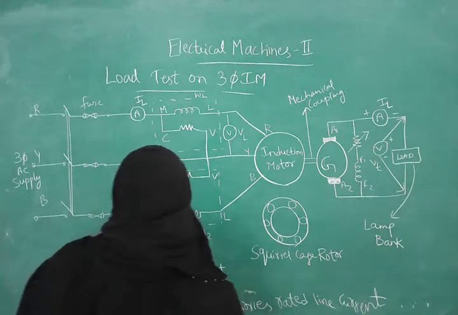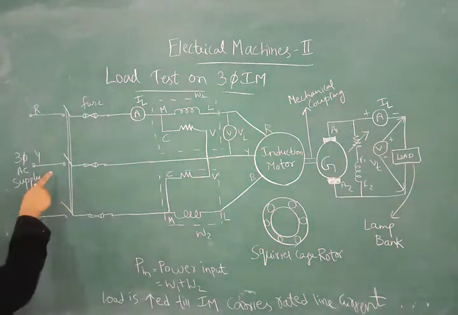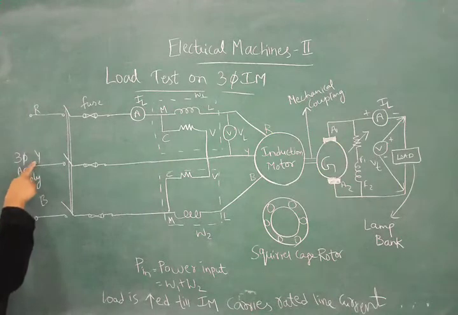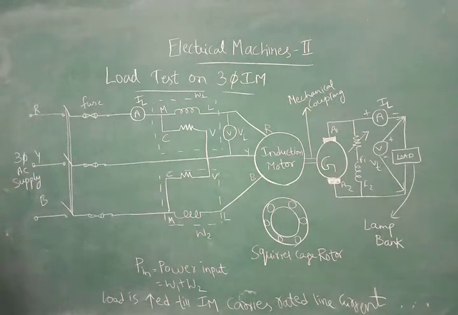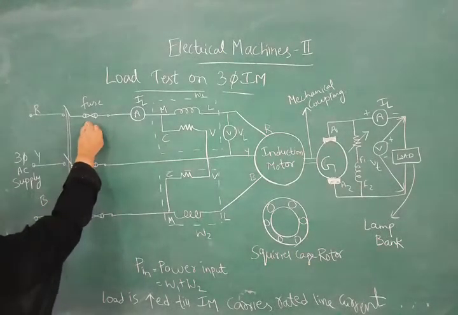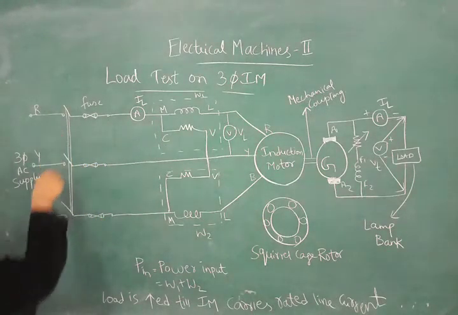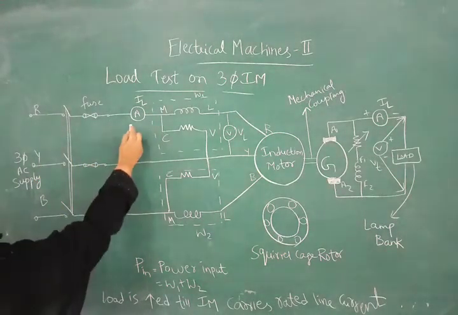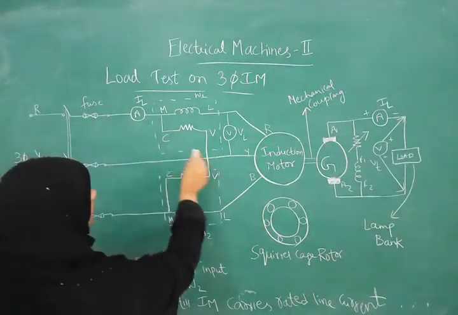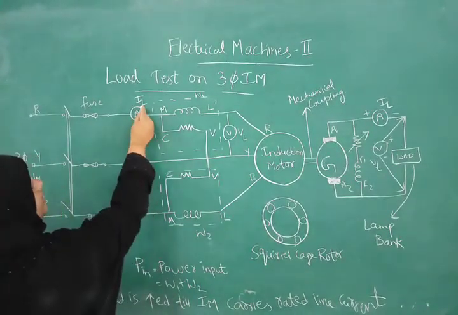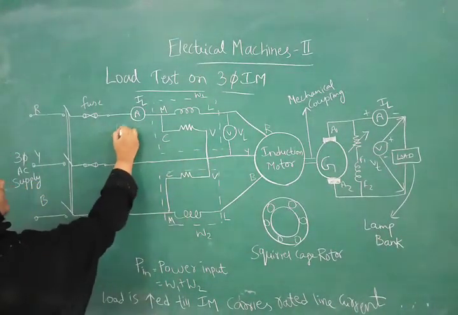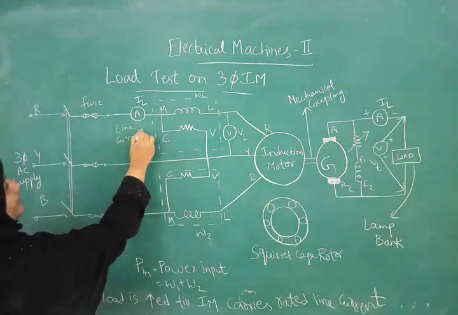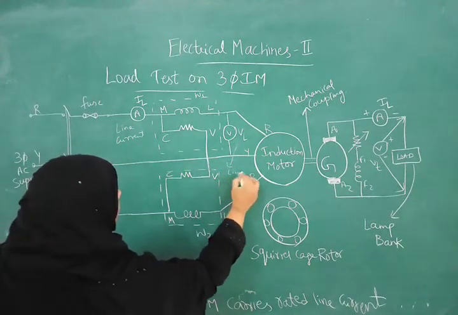Here we are giving the induction motor three phases, R, Y, B. I am giving a three-phase AC supply to the induction motor. These are the fuses here, and this is the switch. Now the ammeter and voltmeter on the left-hand side are reading line current and line voltage. This IL represents line current, and VL represents line voltage.